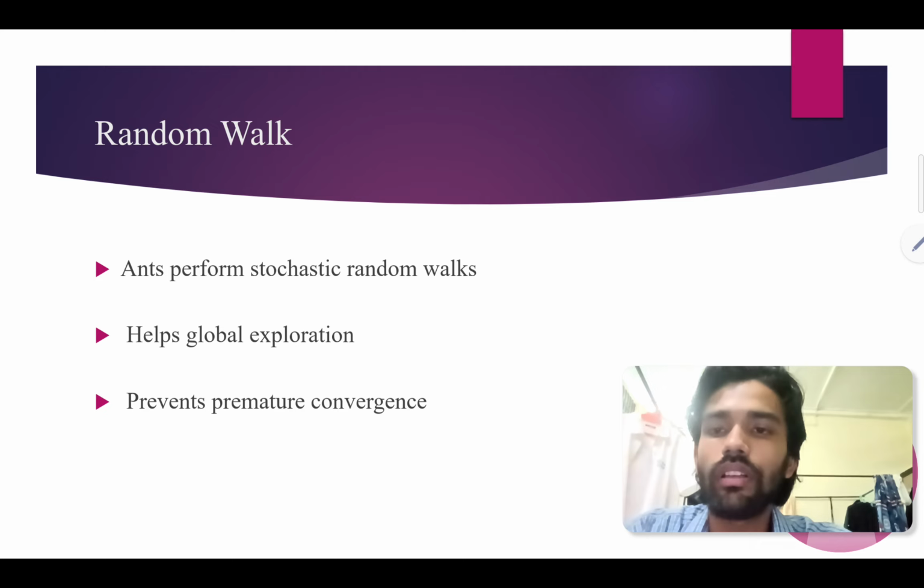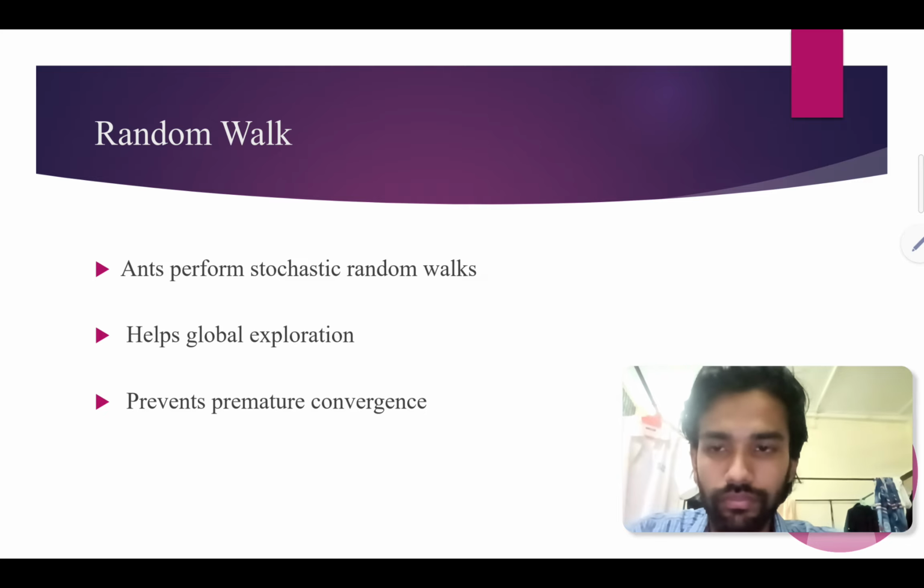Coming to the next slide, random walk, that is, ants move randomly in the search space. This random movement is called a random walk. It helps exploration and prevents premature convergence. The purpose is to explore many possible solutions, avoid getting trapped, and search globally. At the beginning, movement is large and exploration is high. Later, movement becomes smaller and exploitation increases. That is the random walk.